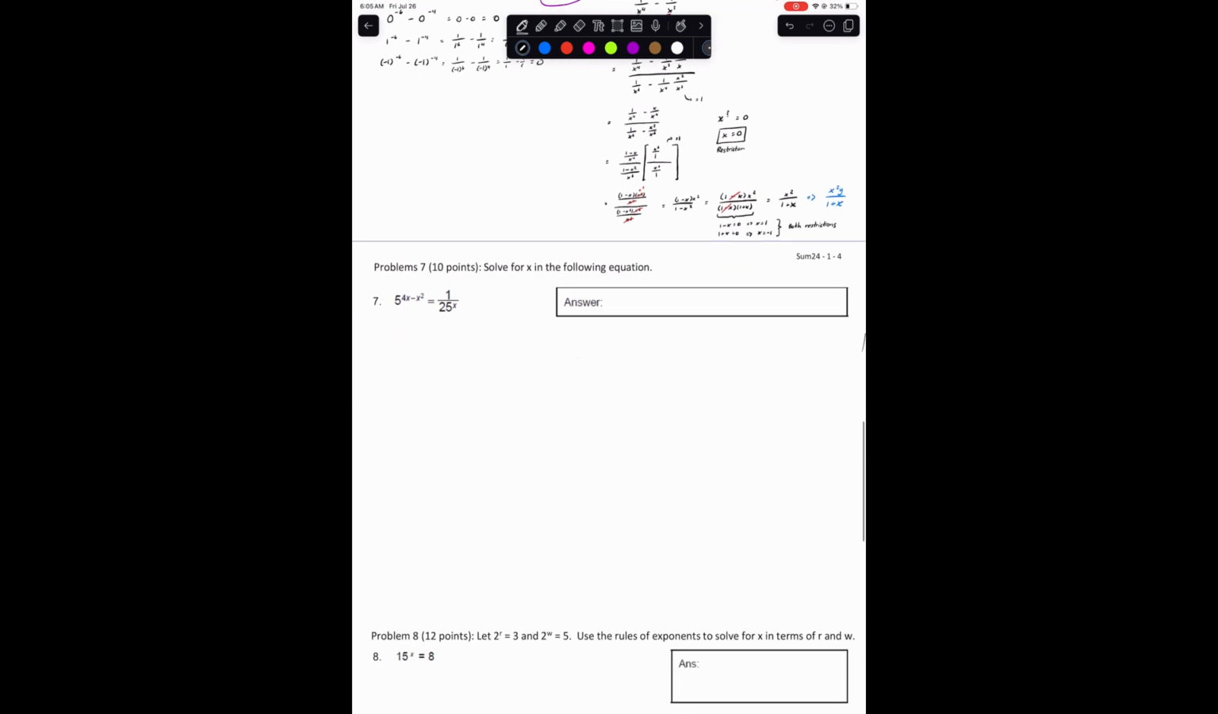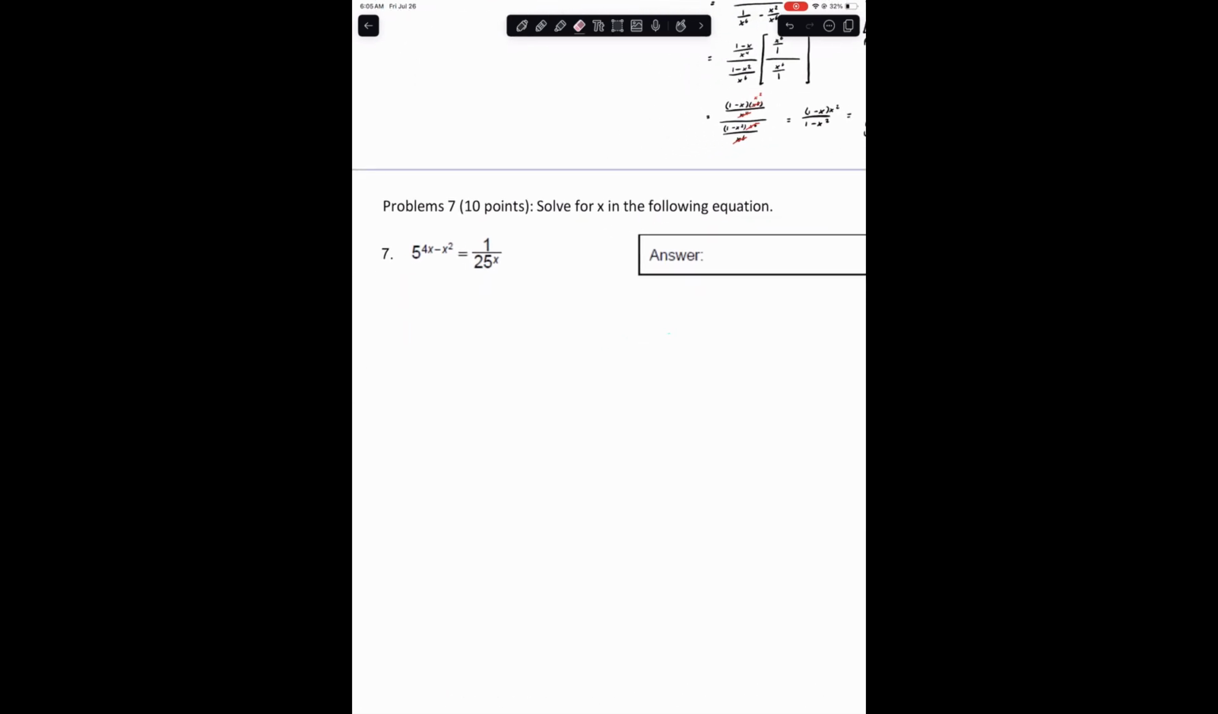All right. Question 7 says to solve for x. Okay. If you ever note that your variable is in the exponent, and the exponent only, you need to use the law where a to the b equals a to the c means b equals c, okay? But what does this mean? This means I need to make the bases the same.